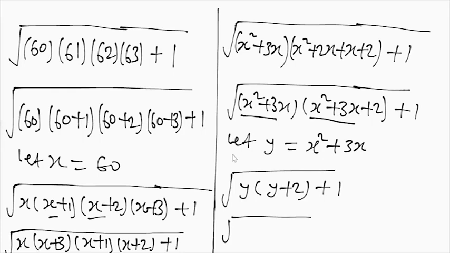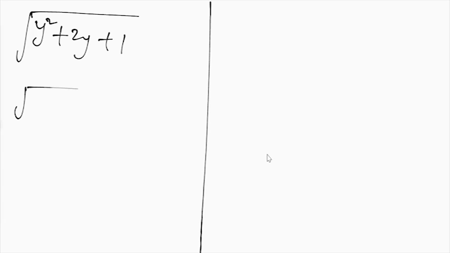So if I expand this, y multiplied by y will give me y squared plus 2y plus 1. Now the next thing I want to do is factorize this. So if I factorize, the square root of y squared plus 2y plus 1 automatically gives me y squared plus y plus y plus 1.